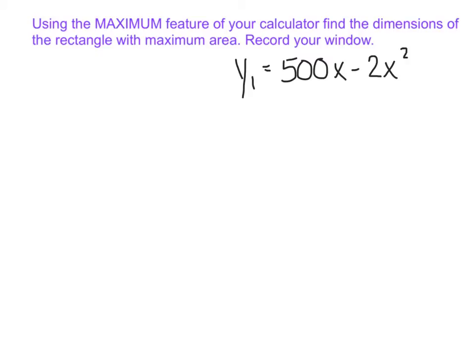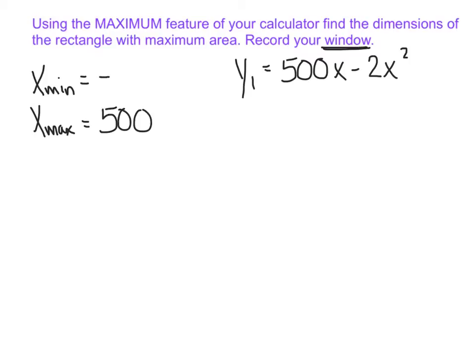Now, as far as our window goes, I tried Zoom Standard first, and what a disaster that was. That gave me absolutely nothing. So I said to myself, I've got to use some common sense here based on the table that we were working with earlier. Now remember, x itself represents the width of your pasture, and if you consider some of the values that we've been experimenting with in the table, look back at your table, our widths started off at 25 and then 50, 100, 150, 175, 200, etc. So I knew right there, just by looking at those values, my x max would be fairly big. So I went up to 500.